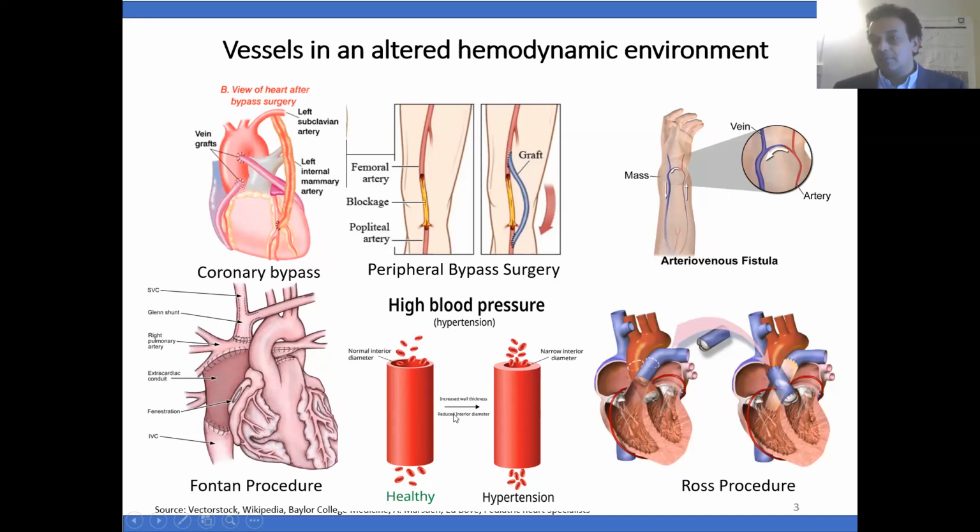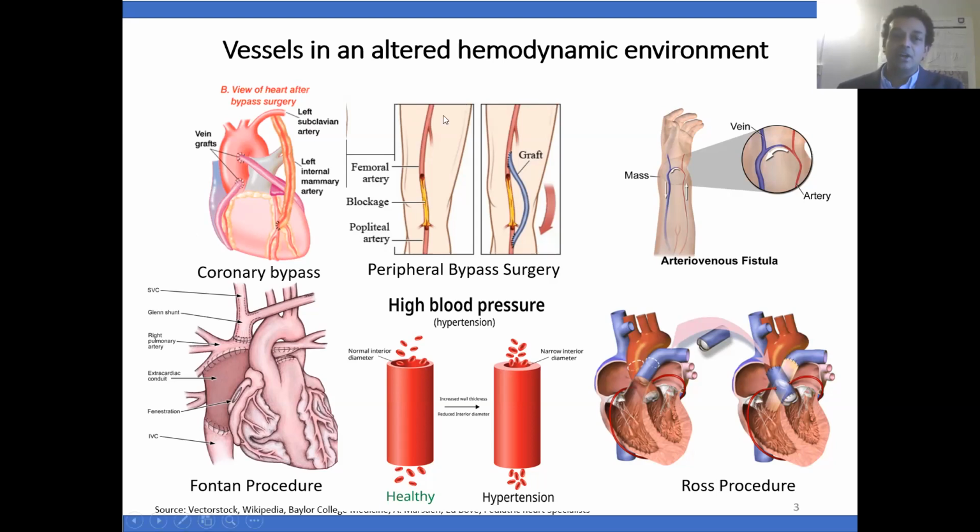Hypertension, where you increase the blood pressure in your systemic arteries, and the vessel wall remodels, thickens, and sometimes narrows. In the Ross procedure, you essentially take the pulmonary valve out and put it in the arterial circulation. So there are a lot of examples where your vessels are being subjected to a changed environment. And over the past few years, I've been trying to figure out how the vessel adapts when it's subjected to an altered environment.